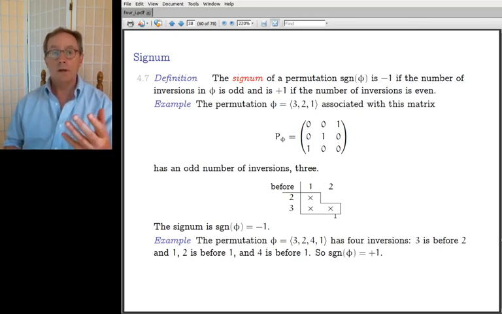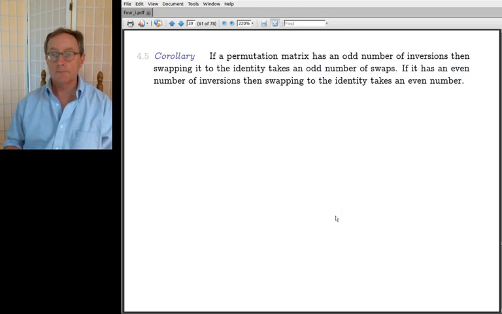Definition of the determinant of a permutation matrix. If a permutation matrix has an odd number of inversions, then swapping it to the identity matrix takes an odd number of swaps. If it has an even number of inversions, then swapping it to the identity matrix takes an even number of swaps. In other words, we can find the determinant of a permutation matrix by counting the number of inversions. We don't have to do those swaps.